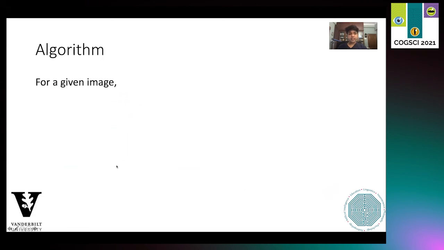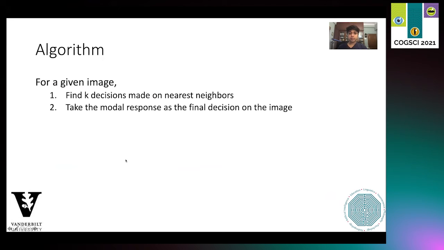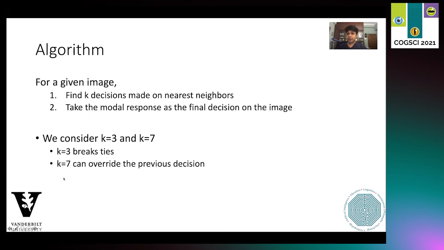So our algorithm once again is to look at k decisions made on nearest neighbors and take the modal response as the final decision on that image. So we consider k equal to 3 and k equal to 7, because two decisions were on that image itself. Its closest neighbors are actually from that same image. So the third decision can only break a tie if these two decisions are different, because if they're the same, then the third decision can't really change it. And with k equal to 7, we can actually override the original decisions made on that image.